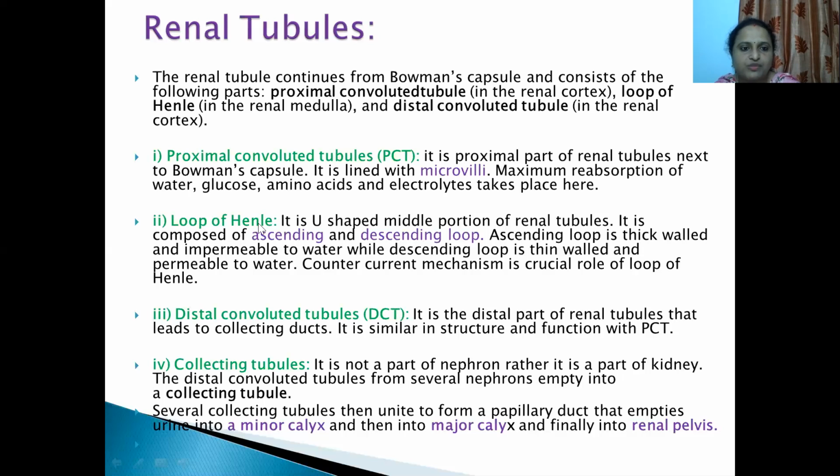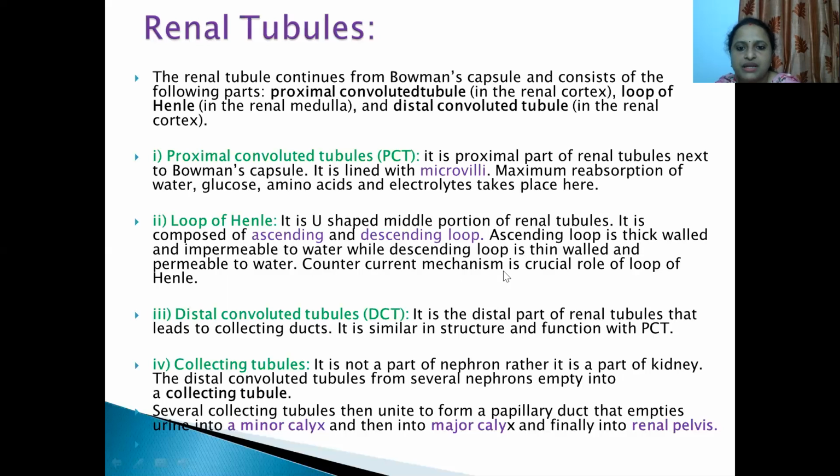And next comes the loop of Henle. Loop of Henle is the U-shaped middle portion of the renal tubule. It has two ends, an ascending limb and a descending limb. Ascending limb is thick walled and impermeable to water, while descending limb is thin walled and permeable to water. And this ascending limb and descending limb play a very crucial role during urine formation. That mechanism we will discuss when we go to urine formation, that is the countercurrent mechanism.